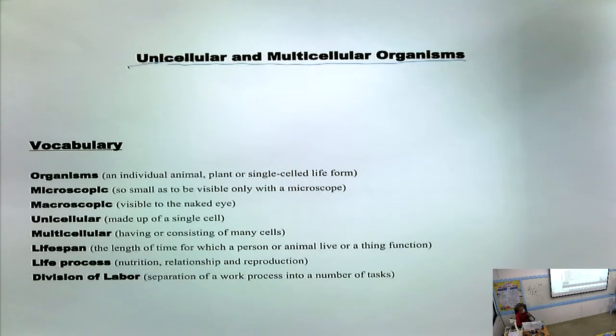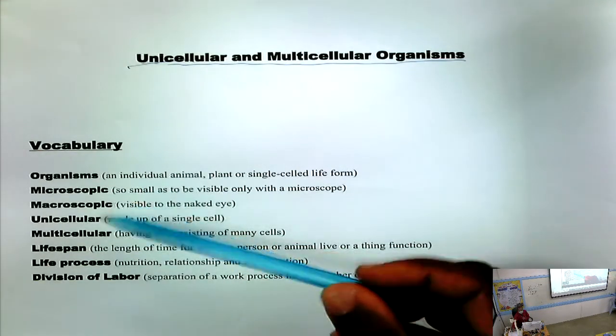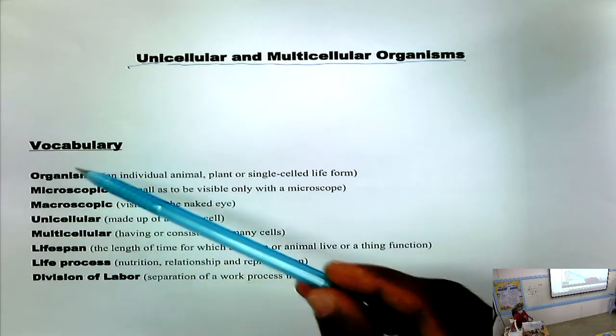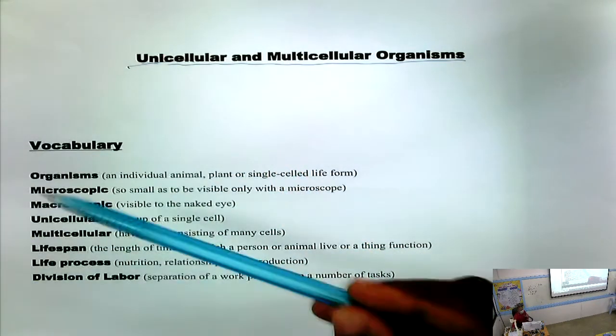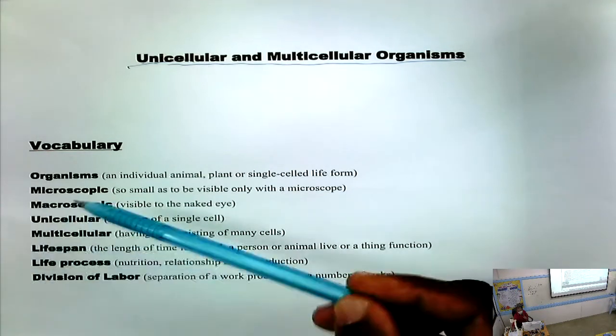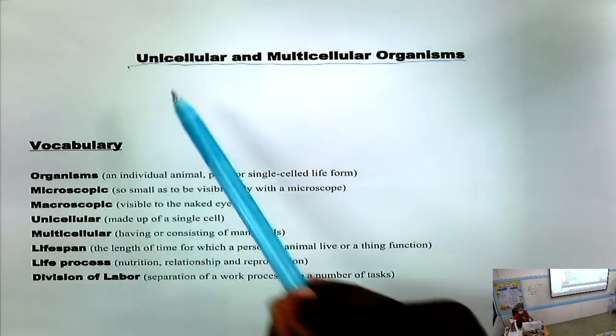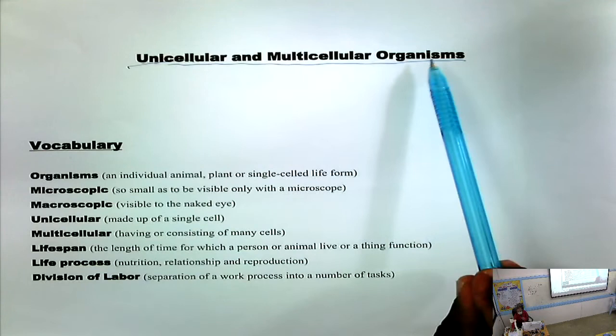You can take down notes. We have basically two types of organisms that we can talk about. One is made up of a single cell. And the other type of organism is made up of two or more cells. So I'm going to explain the terms as we look at our vocabulary, so that we understand our topic better. We have to know the terms that we are going to be using today.